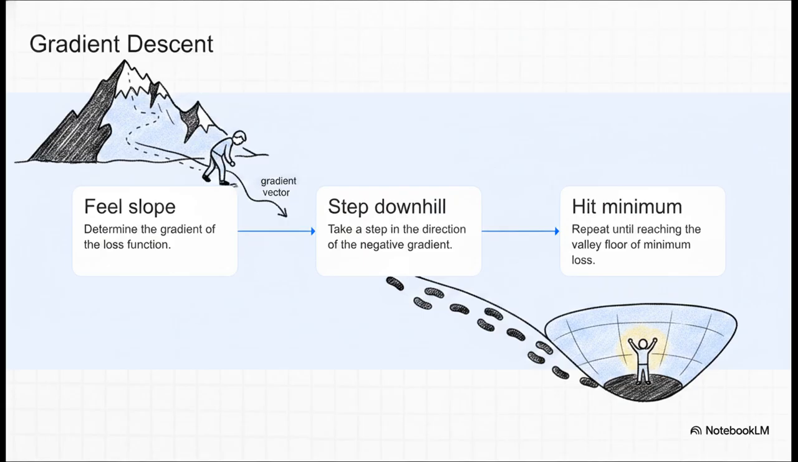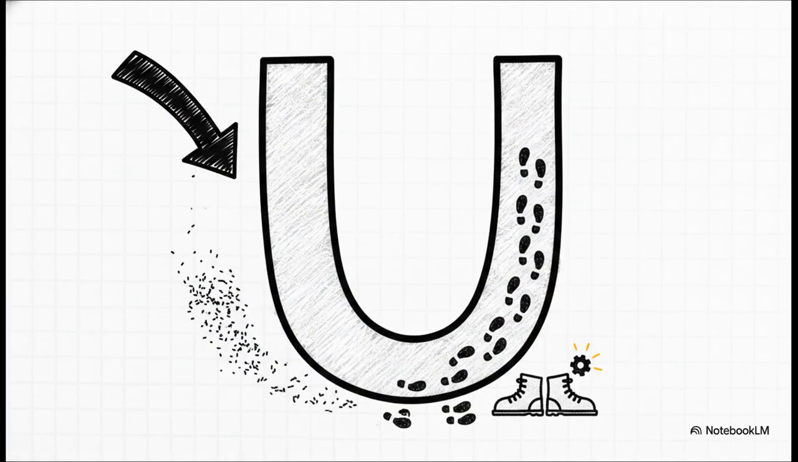Once you feel which way is pointing downhill, you take a step in that direction. You evaluate your new spot, feel the slope again, and take another step. You literally just keep repeating this, stepping downhill until you finally hit the valley floor, which represents the lowest possible error for your model.